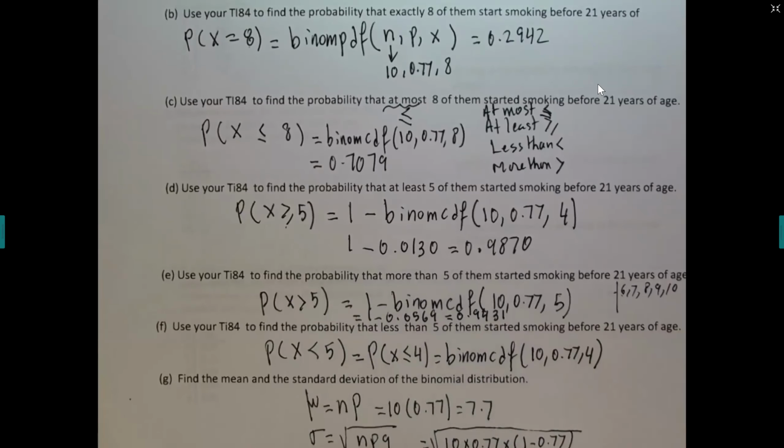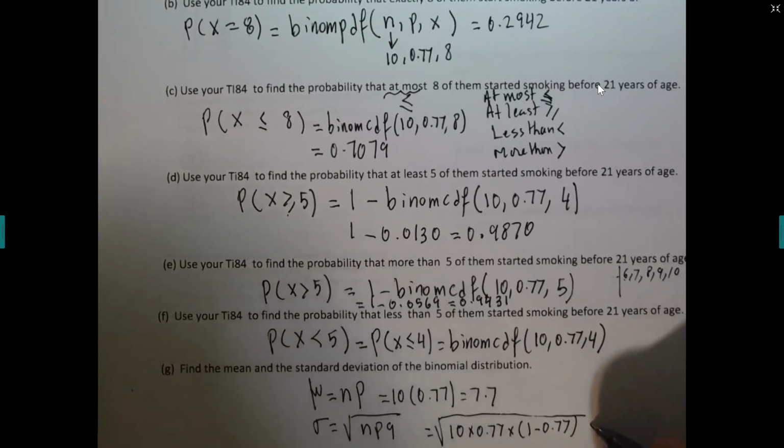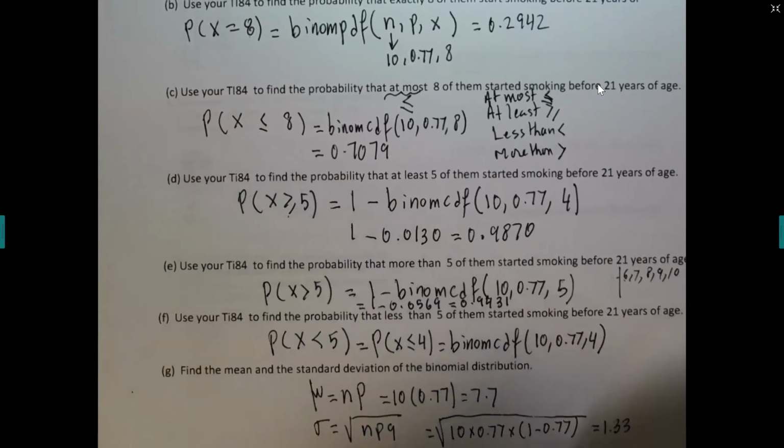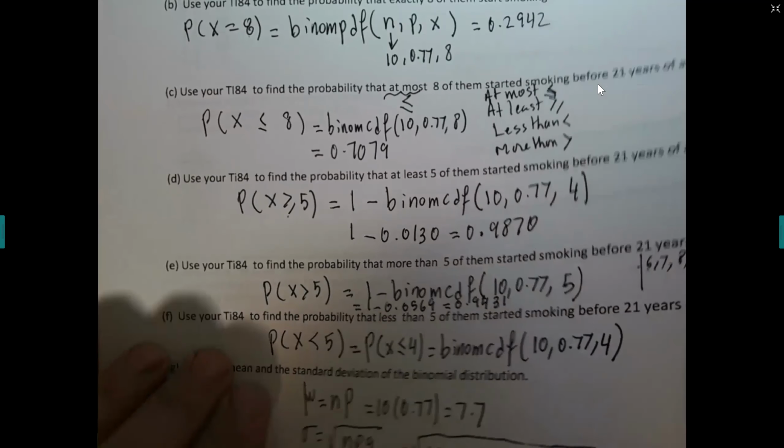And that should be 7.7 times 1.33. If he asks you to find the variance, you just do n times p times q without the square root. But he doesn't want the variance. He says the standard deviation. So this is very much it, what we did in chapter 4.